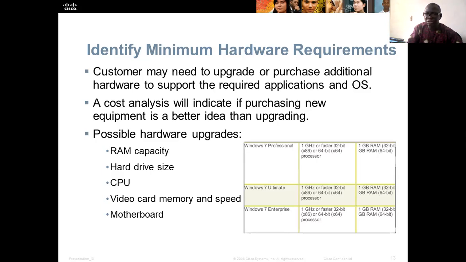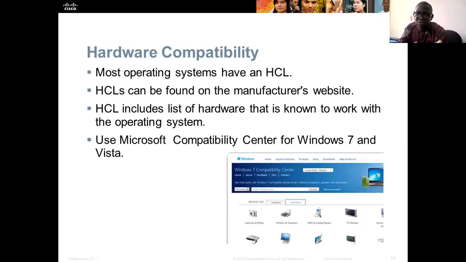So for Windows 7 Professional, 1 gigahertz or faster, 32-bit. That is x64 or 64-bit. So you have 1 gig RAM for 32-bit, and for 64-bit, I think you may need, this will be the minimum, okay? Minimum, because 1 gig now is most. But for Windows 8, you need 4 gig minimum. Windows 8, Windows 10, you need at least 4 gig RAM as minimum. So that's the situation now.